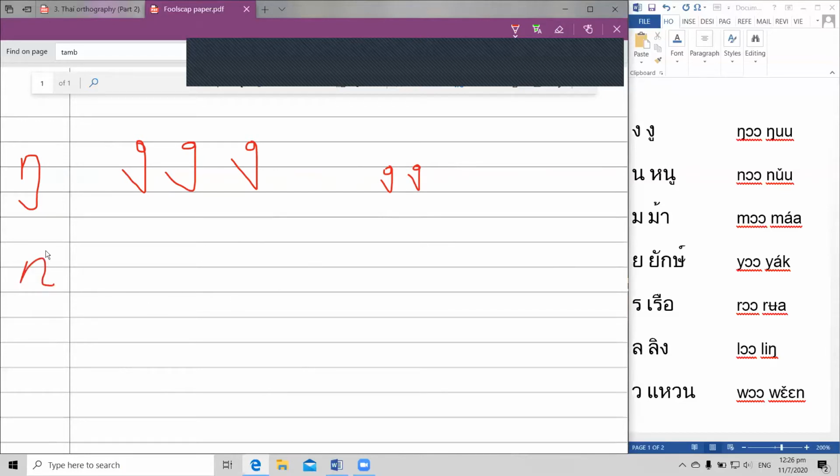Next we have nonu. Start from the circle on top. Go down. Oops, let me rewrite that. Start from the circle on top. Go down. Twist and turn. Curve and go up. This is nonu. Let's try again. Circle. Go down. Twist and go up. This is nonu. If you write it very small, it looks like this.